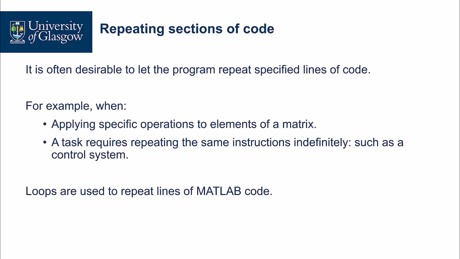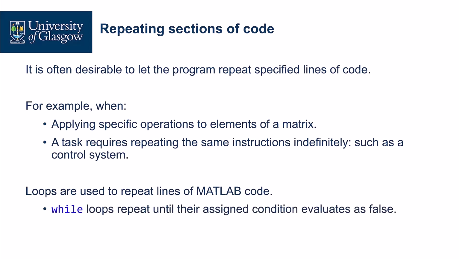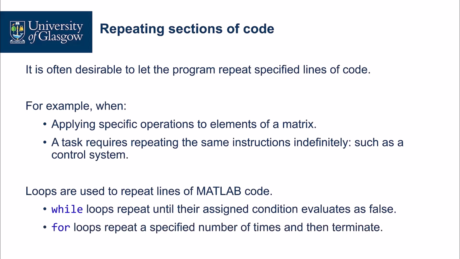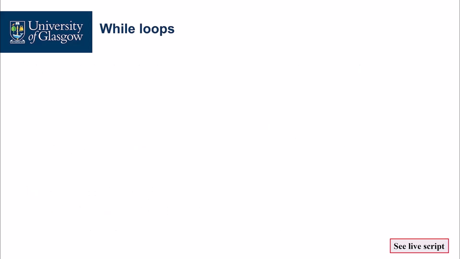In MATLAB, loops have two forms, a while loop and a for loop. For the while loop, we repeat until the assigned condition is false. As long as the condition is true, we continue the while loop. For the for loop, this is different. We often know how many times we will repeat the code beforehand, right? So when it reaches the number of times that we wanted to repeat, it will terminate. So let's first see the while loop.